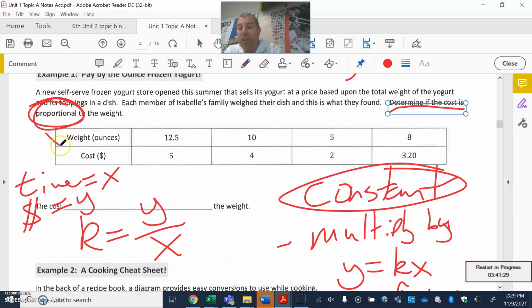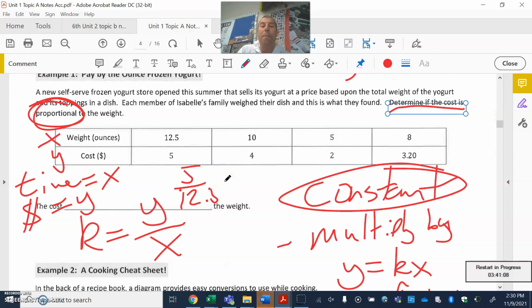Now, what I can let you know for right now, they're going to give you the x and the y to be seconds. Now, it's not always going to be like that. But for right now, I don't want you frustrated with that. I want to show you what we're doing with it. So if x is the weight and the cost is the y, watch what we're going to do here. We're going to take 5 and divide it by 12.5.